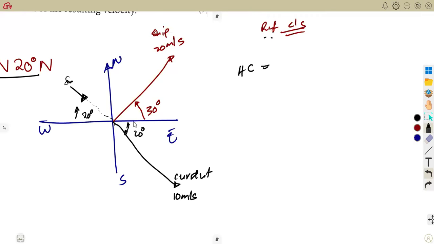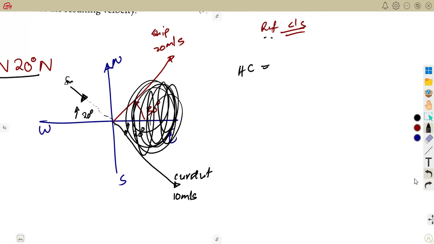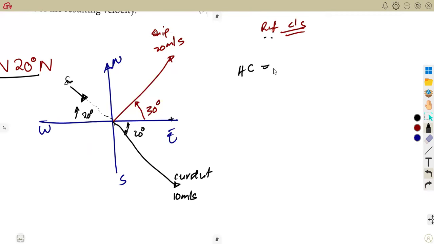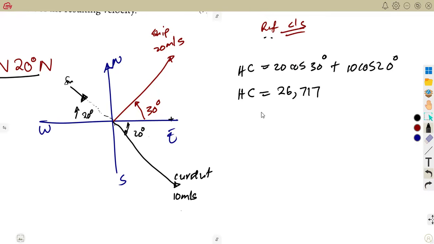So our horizontal components to the right-hand side, we know that they are positive. So that will be 20 cos of 30 plus 10 cos 20 degrees. These ones are positive to the right side, the horizontal components. So that was going to be 26.717. Remember, meters per second. So this is meters per second to the east. Horizontal being positive, it means you are going to the east.